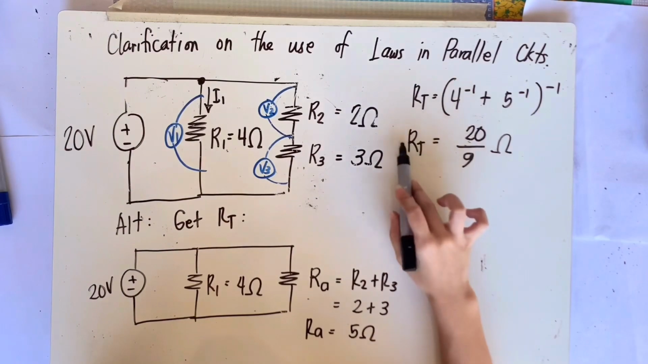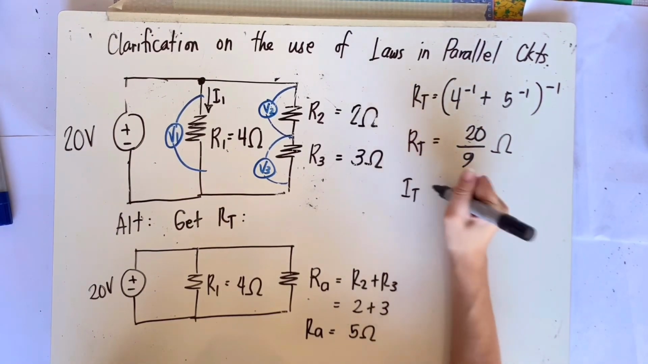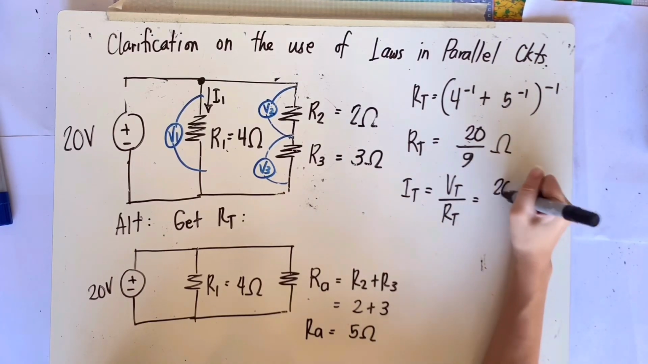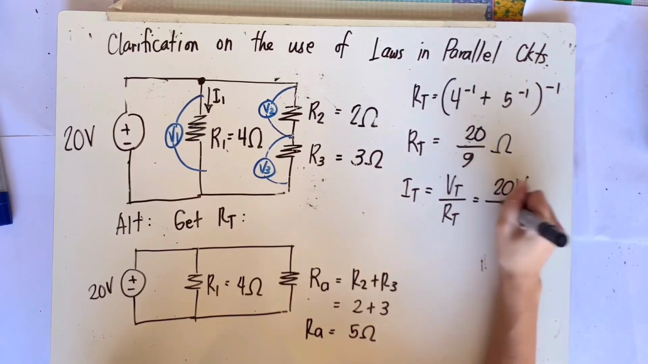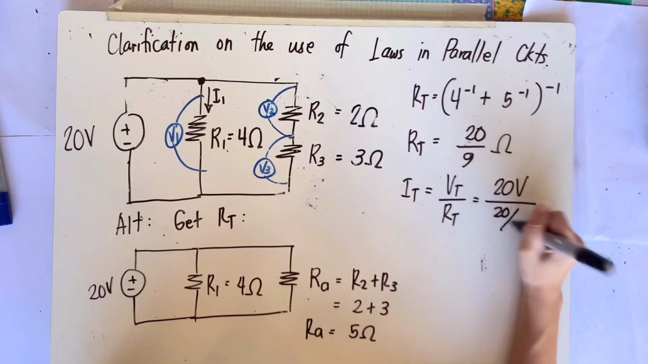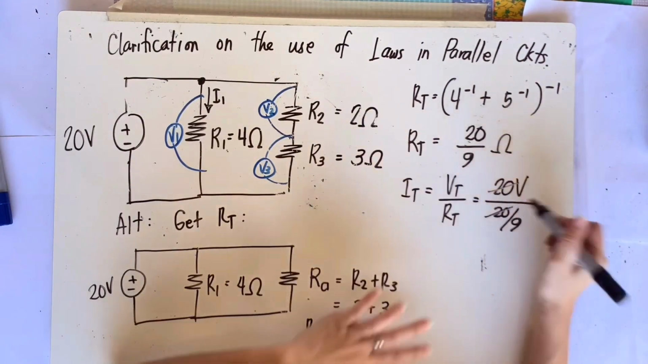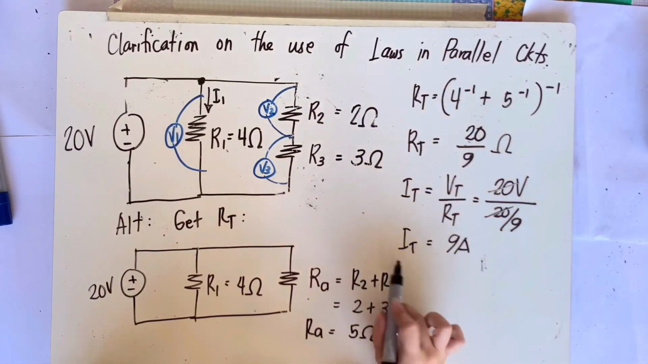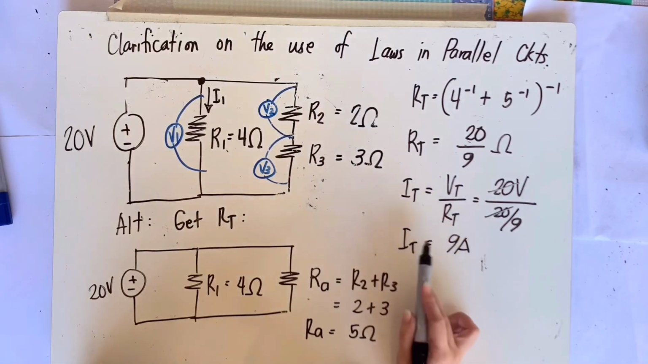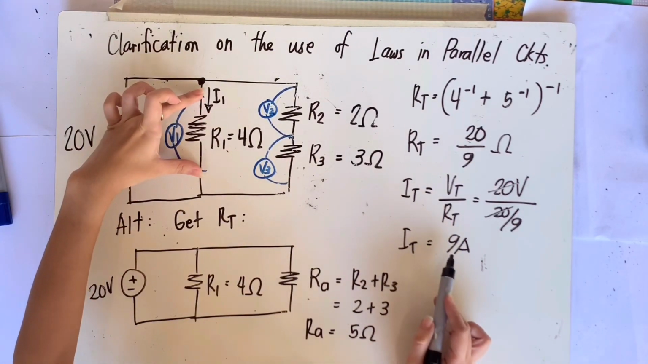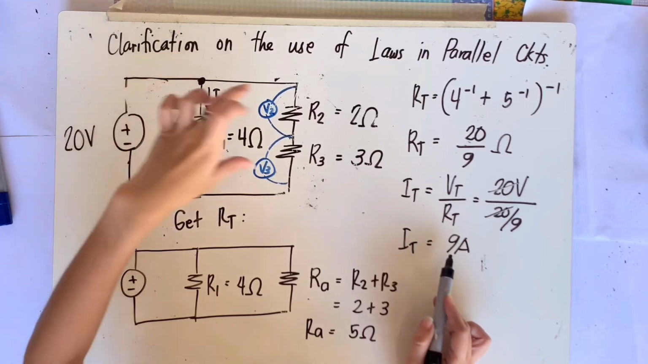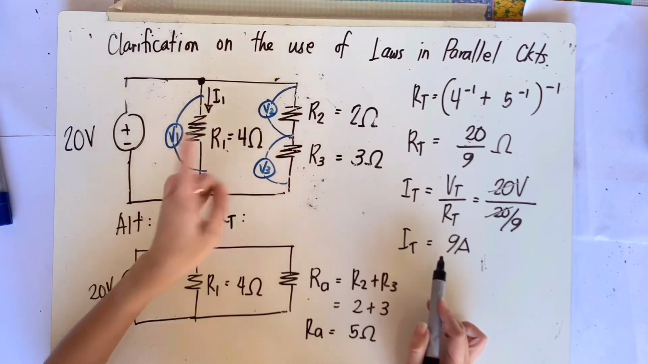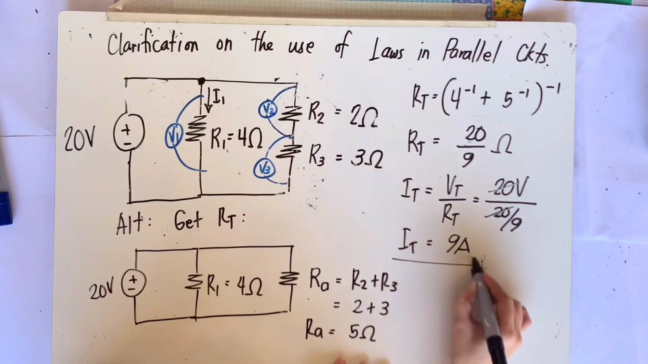So, now that we have R total of 20 over 9, we can get I total. That would be equivalent to VT over RT. What is our applied voltage? That's 20 volts. Divide it by our total resistance, which is 20 over 9. So, cancel 20, inverse, we get IT equal to 9 amperes. This answer is the same as the sum of the currents we had earlier in the previous solution, the sum of I1 and I2. Our I1 was 5, our I2 was 4. So, when you add them, that would be 9 amperes.